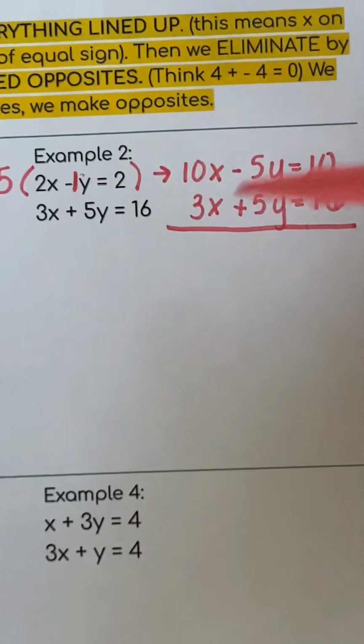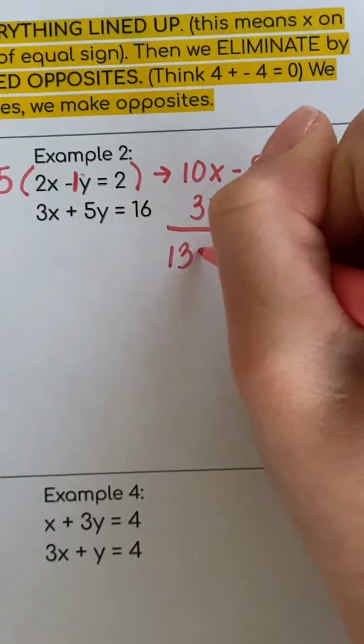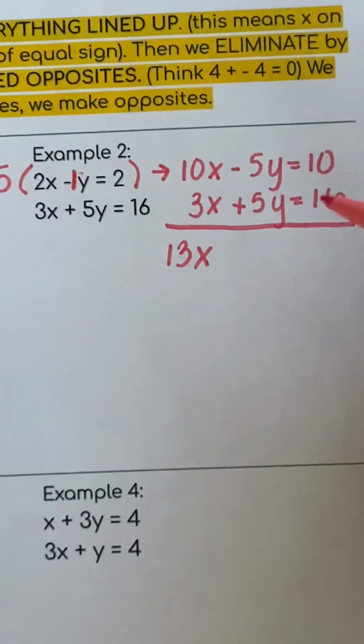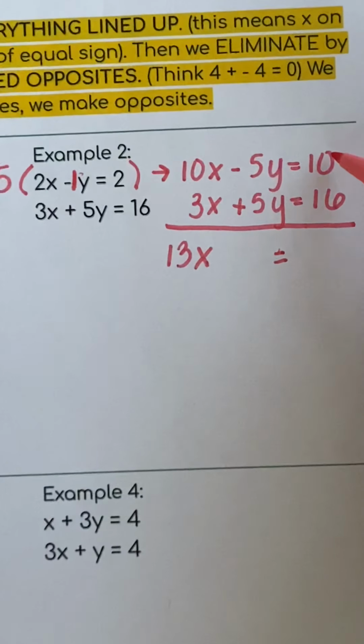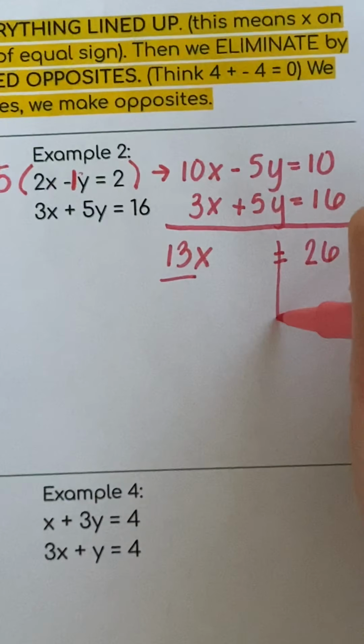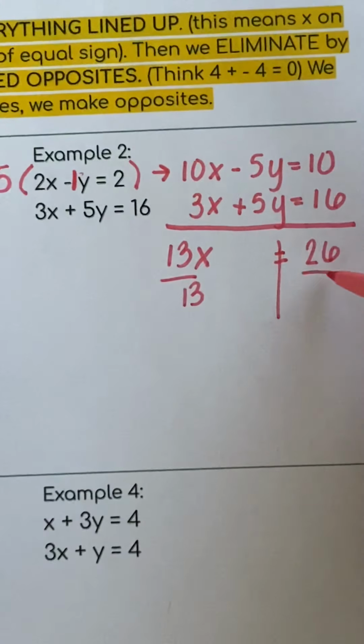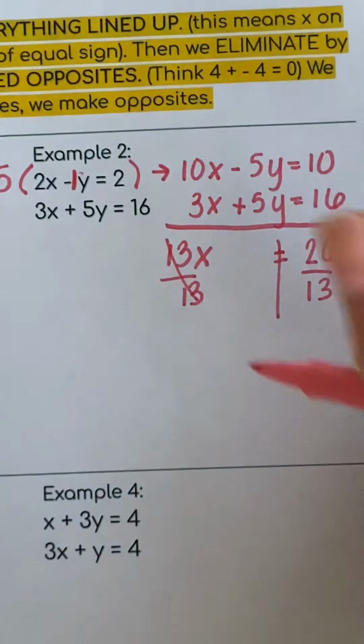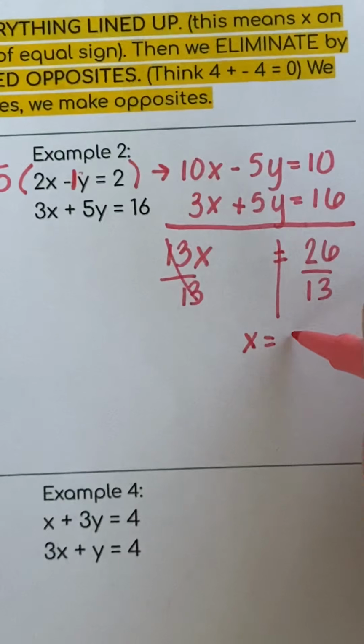10x and 3x gets me 13x. Negative 5y and 5y is 0. That's the point. 10 and 16 is 26. Divide both sides by 13. And what do you get for x? X equals 2.